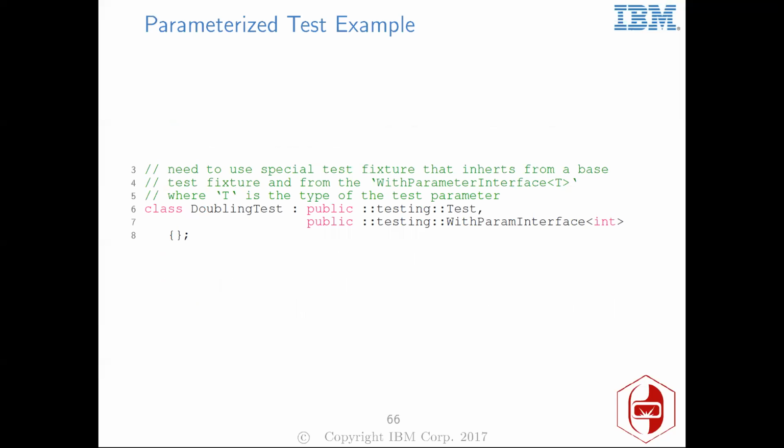So how do we create a parameterized test? First, we need to create a custom test fixture. It has to inherit, of course, from the base test fixture, or potentially a custom one as well. In this case, we don't need any special setup or teardown, so we're just going to inherit from the base fixture. And we also need to inherit from the WithParamInterface. This allows us to specify what the type of the test parameter we expect is going to be. In this case, I am saying that our tests that use this parameterized test fixture expect an integer as parameter.